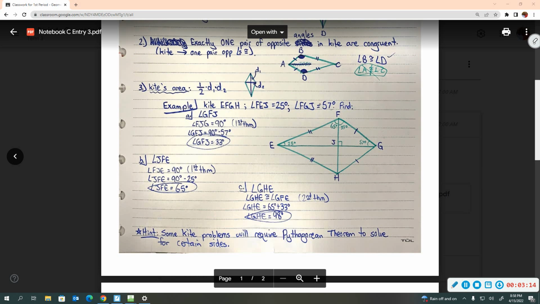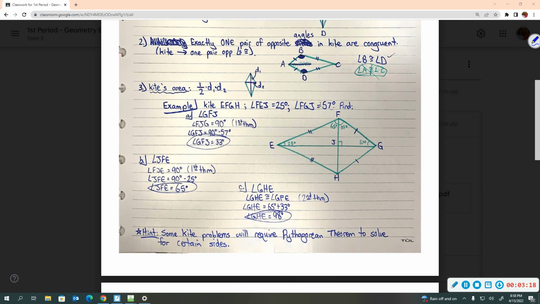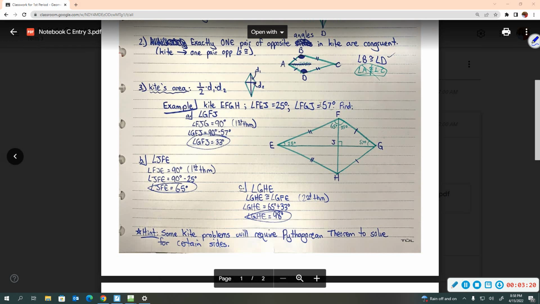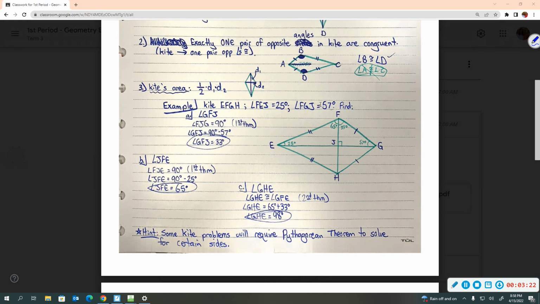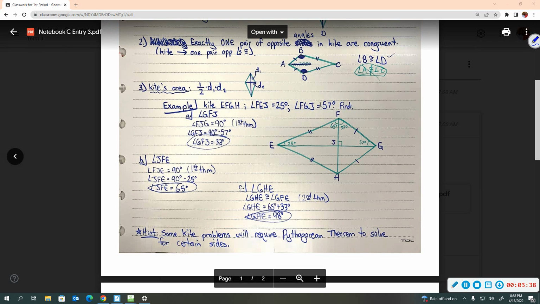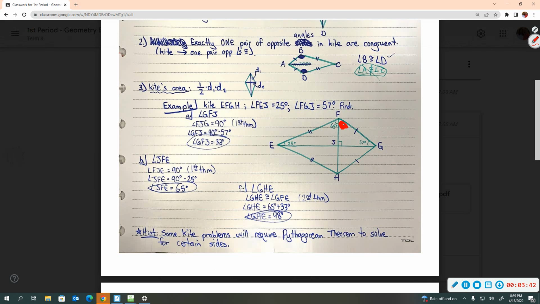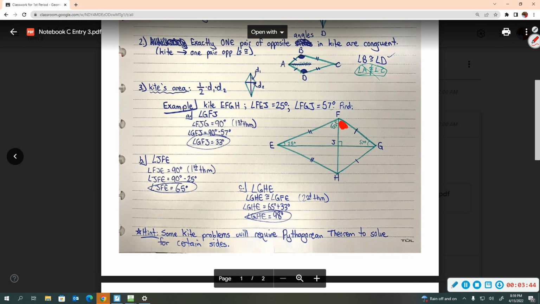And in this kite, you are given that you have an angle FEJ, F to E to J is 25. FGJ, F to G to J is 57. And you want to find angle GFJ. And it looks like I made a mistake, and I went ahead and wrote it down. But how do I know that was 33?